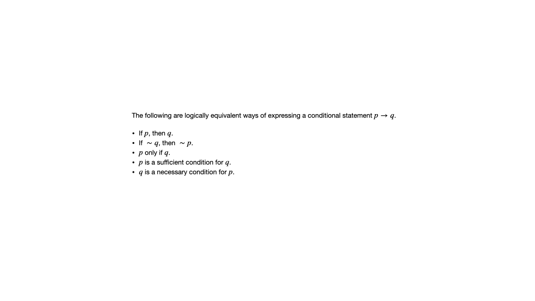And these last two: P is a sufficient condition for Q, and Q is a necessary condition for P. There's some further discussion in the textbook about necessary and sufficient conditions, but for the purpose of this video, I just want you to be aware of how those relate back to if P then Q.